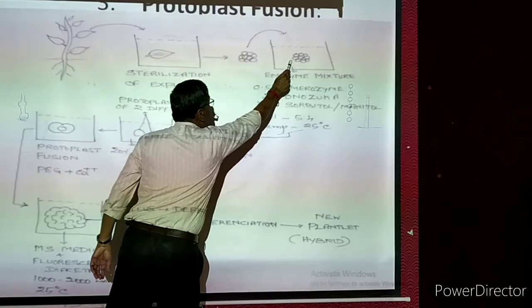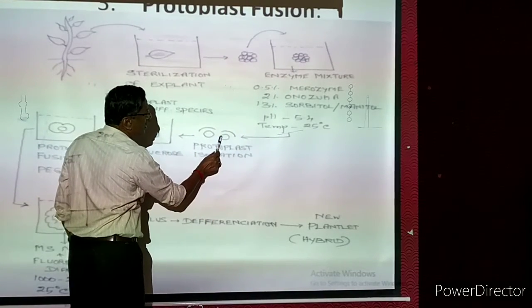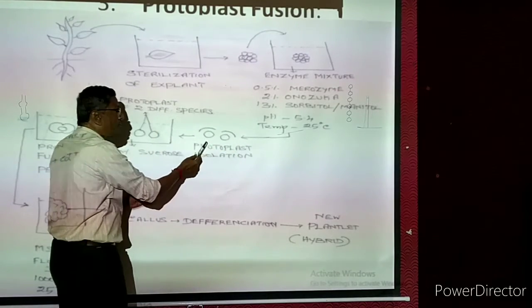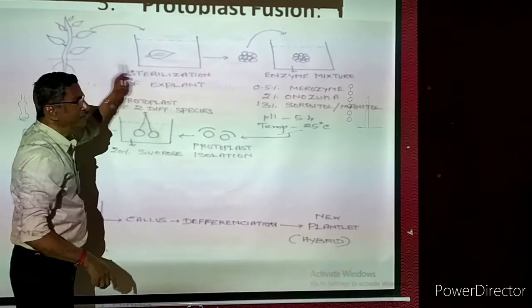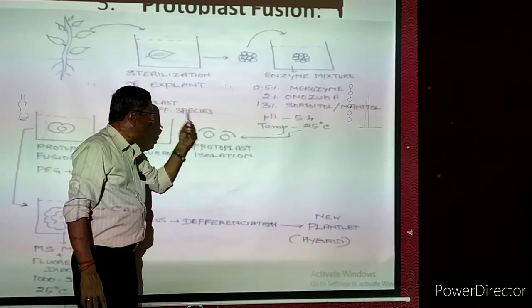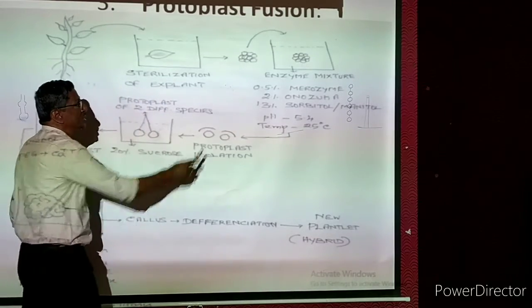Okay, the protoplast, what is given here, should be isolated, separated. Now, this is one protoplast, cell wall is removed. This is another protoplast of another plant. Parallelly, we have to do that. Now, this is the protoplast of another plant. Cell wall is removed. Protoplast isolation by this method.